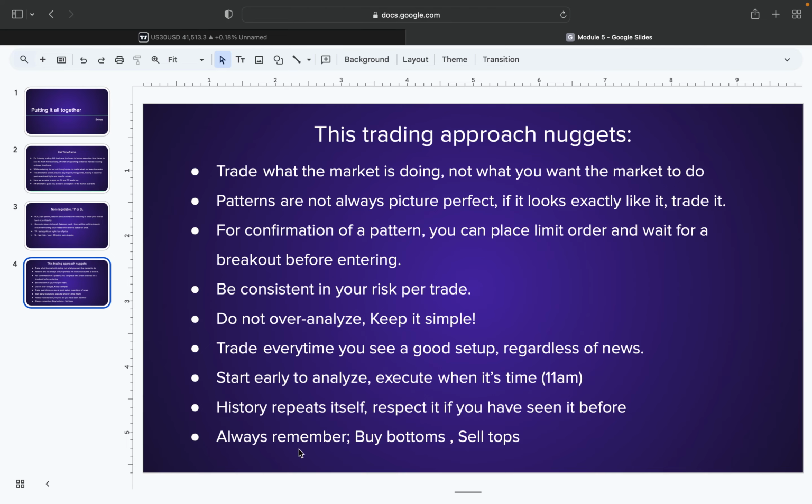Now always remember to buy bottoms, sell tops. That is just the secret to trading the double top, double bottom: buy bottoms, sell tops. So all I just want you to do is practice, because practice makes perfection.